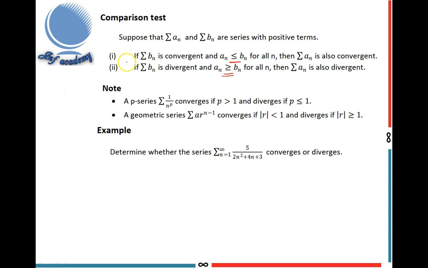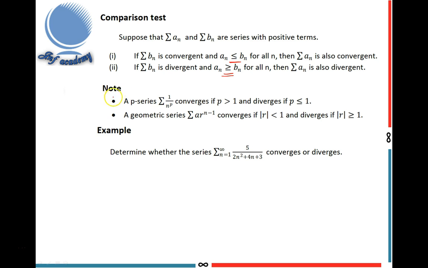The first part says that if we have a series whose terms are smaller than those of a known convergent series, then our series is also convergent. The second part says that if we start with a series whose terms are larger than those of a known divergent series, then it is also divergent. This is the comparison test.